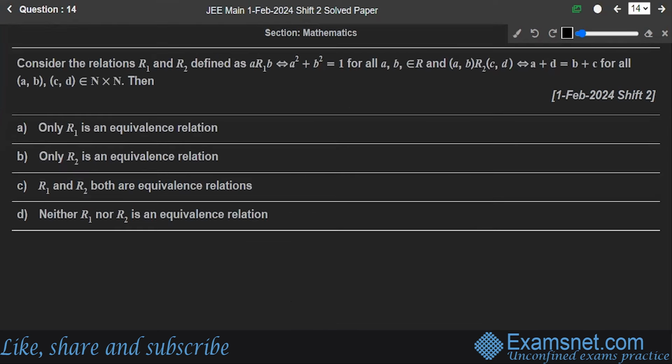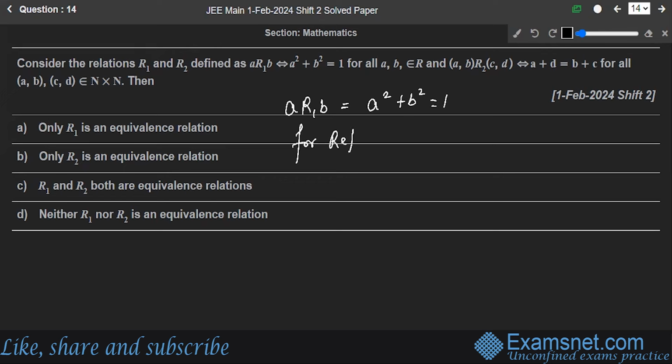Question number 14, consider relations R1 and R2 defined as A R1 B if A square plus B square is equal to 1 for all A, B belonging to real numbers, and (A, B) R2 (C, D) implies A plus D is equal to B plus C for all A, B, C, D belonging to natural numbers. Then, which of the following is true about R1 and R2? First one, you have A R1 B if A square plus B square is equal to 1.